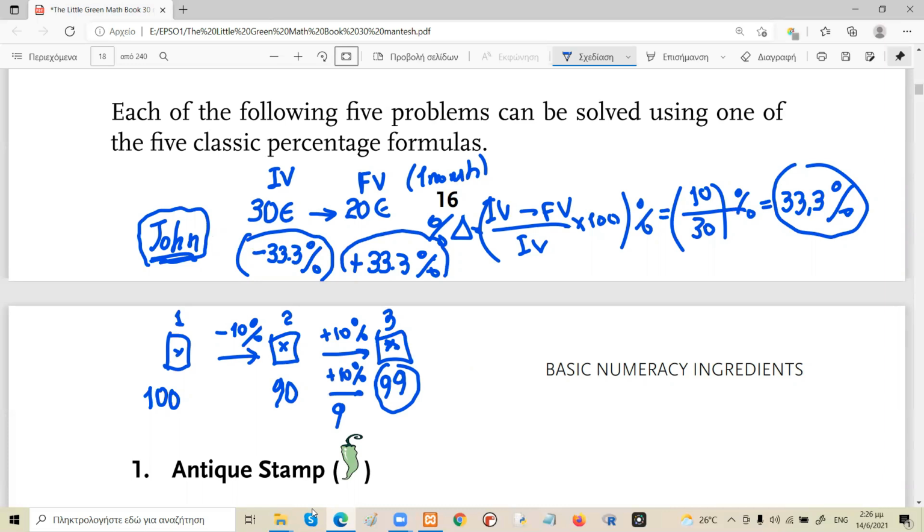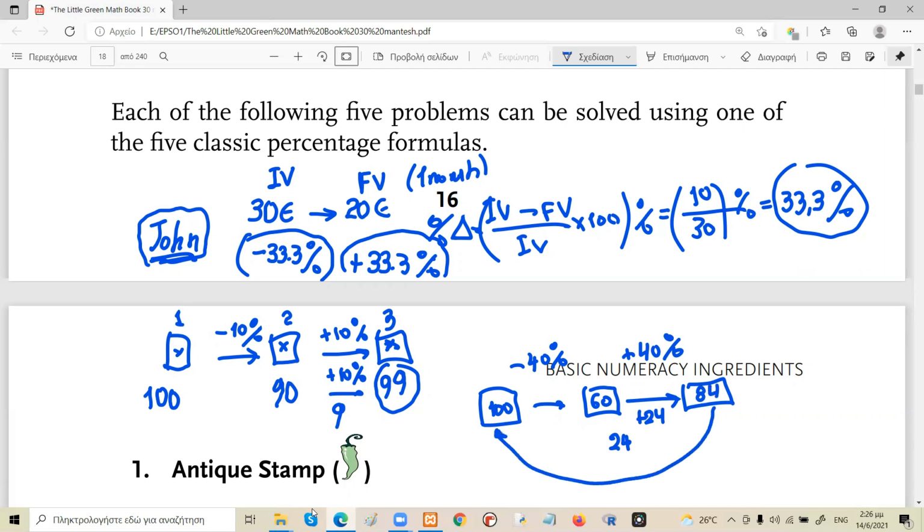And also, a more dramatic example is this. The initial value is 100. We have a fall of 40%. It goes to 60. And then we have a rise of 40% again. So let's see, does it go back to the old value? The stock was 100, after a fall of 40% became 60, and then it increases 40%. So what is the new amount? 40% of 60 is 24. 60 plus 24 is 84. Whoa, it's far away from 100.